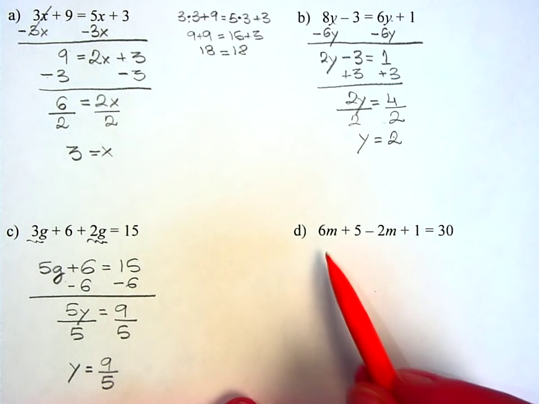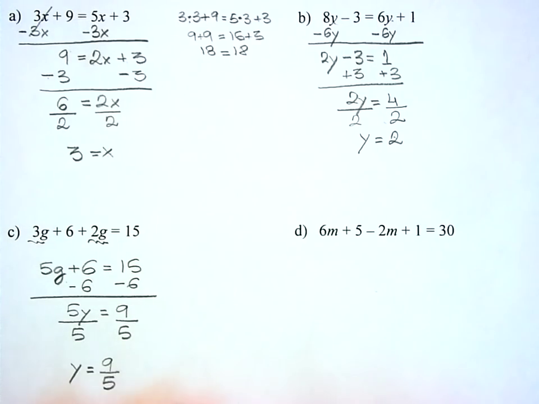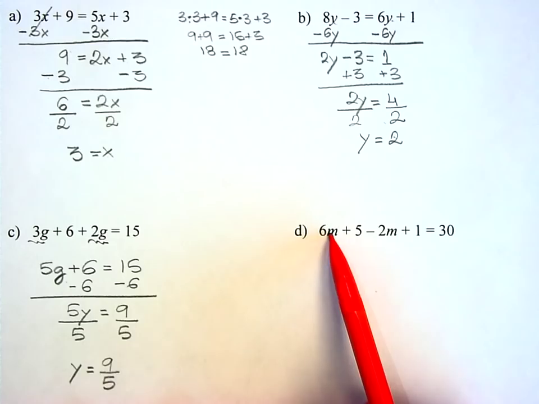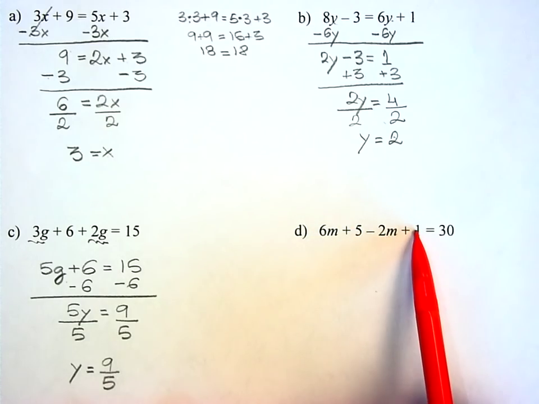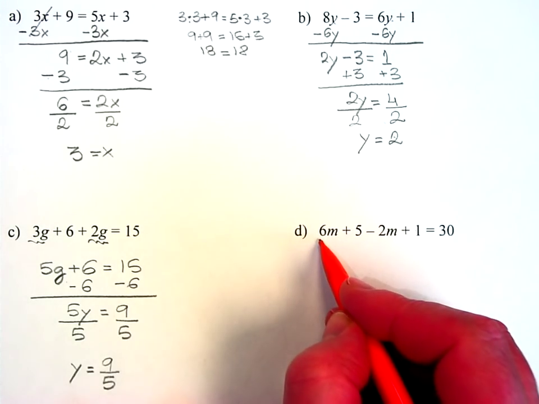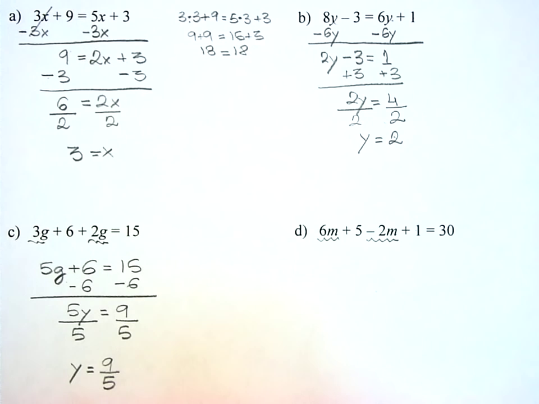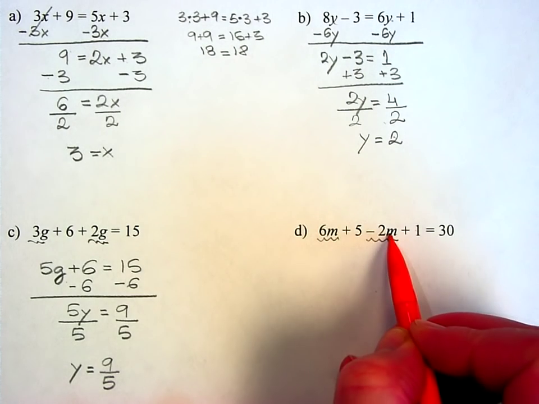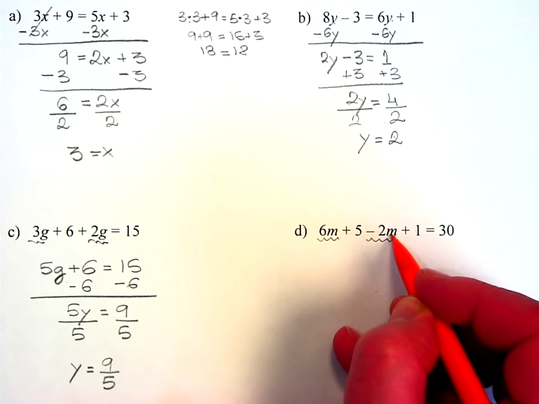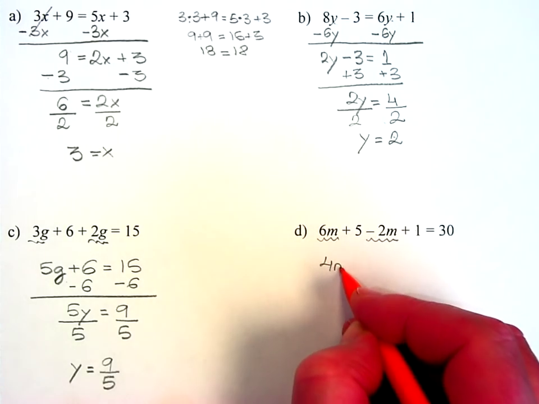So now let's look at the last one. When I look at this problem here, I have on the left side of the equation 1, 2, 3, 4 terms. Oh, I need to check what I can combine. If I look at my m's, I have 6m and I have minus 2m. So 6m minus 2m, or keep in mind this can also be addition of a negative 2m, but that's the same thing. I end up with 4m.